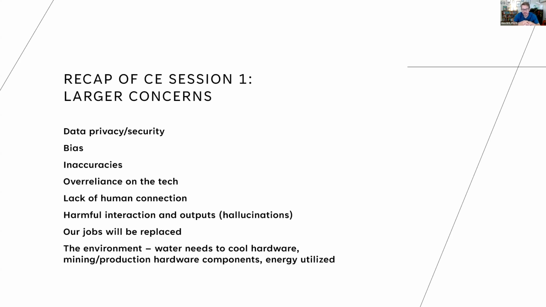There is concern about lack of human connection, taking sort of the person-to-person equation and adding other variables in this. Also recognizing harmful interactions and outputs. Dr. Rowley talked about hallucinations that can occur within AI outputs. Concern of like, are we just training these machines to replace us one day? Maybe. And also a lot of discussion on the environment. AI systems require physical hardware that needs water to cool it. There's a lot of mining that goes into the production of this hardware, a lot of energy that's utilized. So I'm actually going to bring up these larger concerns in a slide later and compare them to some of the content that we'll be talking about today.